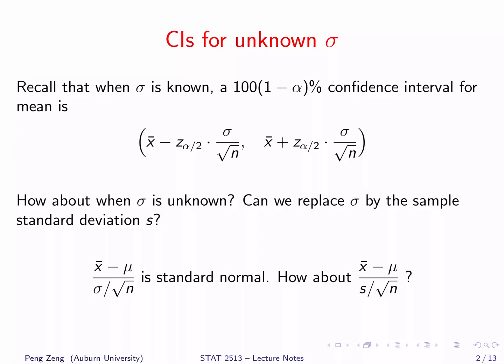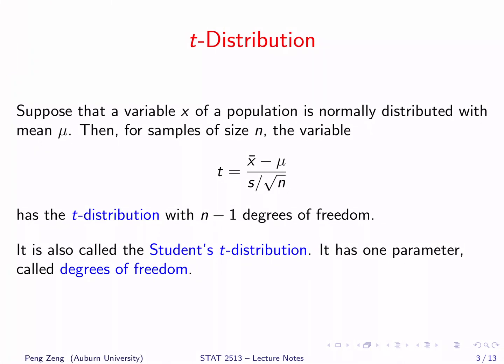Now the question becomes, after replacing sigma by the sample standard deviation, is this quantity still a normal distribution? The answer is no. Suppose that a variable x of a population is normally distributed with mean mu. Then, for samples of size n, the variable t equals x bar minus mu over s divided by square root n, and has the t distribution with n minus 1 degrees of freedom.